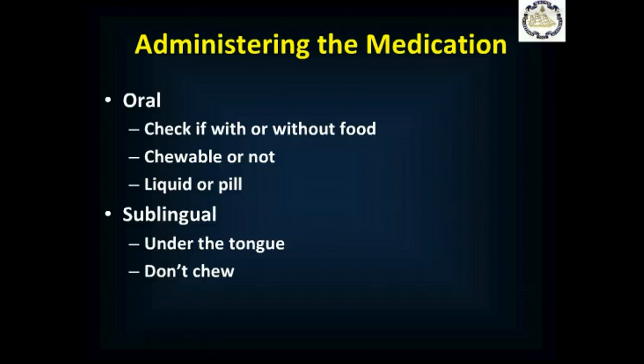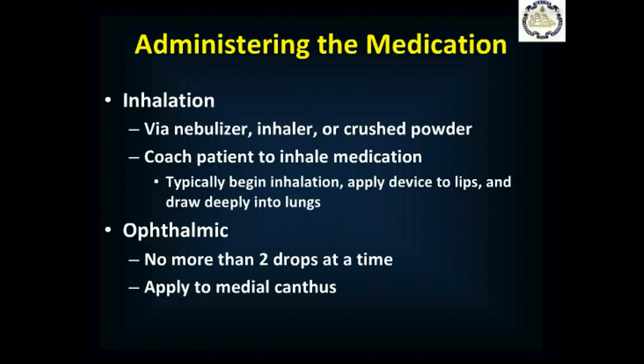it absorbs onto the tongue. When you give an inhalation medication, it's by a nebulizer, a device that uses oxygen to make the medication bubble and vaporize, or by an inhaler, which uses a propellant to spray it, or by a crushed powder where the patient inhales and there's a wind effect that pulls the powder into their lungs. You need to coach the patient to inhale it, so typically they start to inhale, put the device on their lips, then take a deep inhalation, draw it into their lungs, and hold it in there.